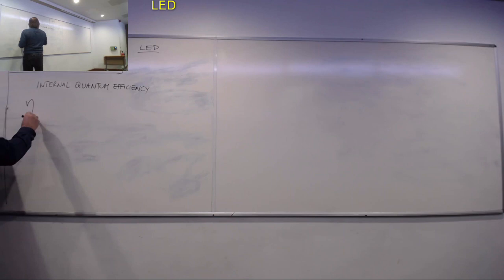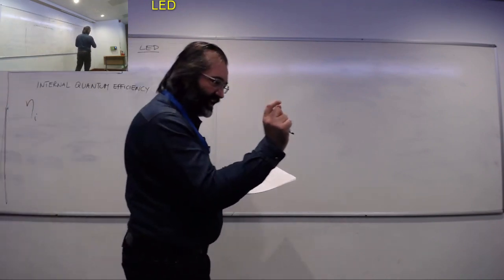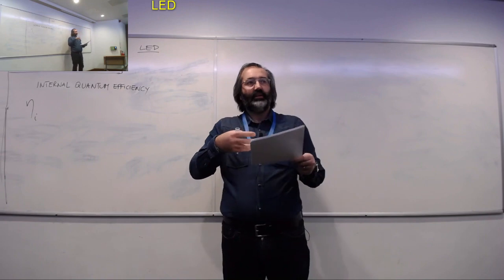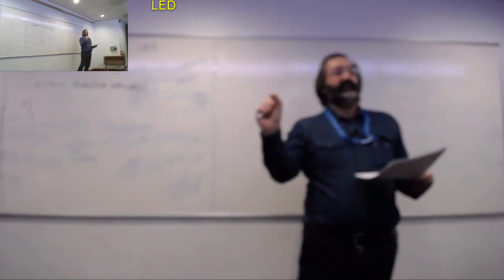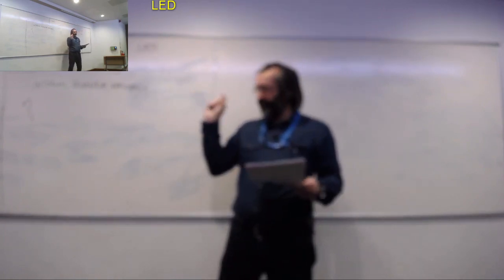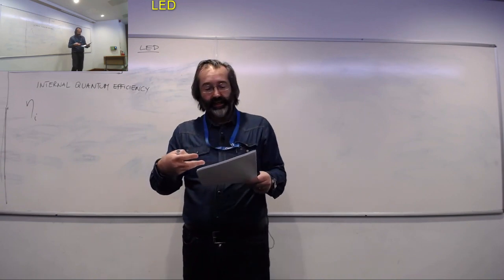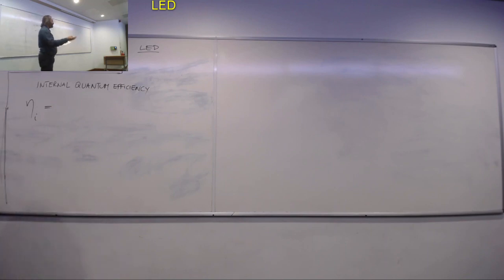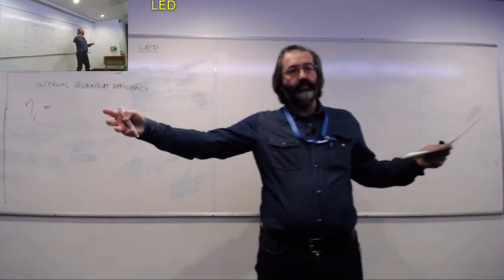We indicate this quantity with eta for internal. And in practice it is the number of photons emitted in the active area of the device divided by the number of electron-hole pairs that are recombining. So the number of photons emitted, so radiative emission emitted in the active area of the device, divided by the total number of electron-hole pairs that are recombining. So we could also define it as the number of radiative recombination events divided by the total number of recombination events.